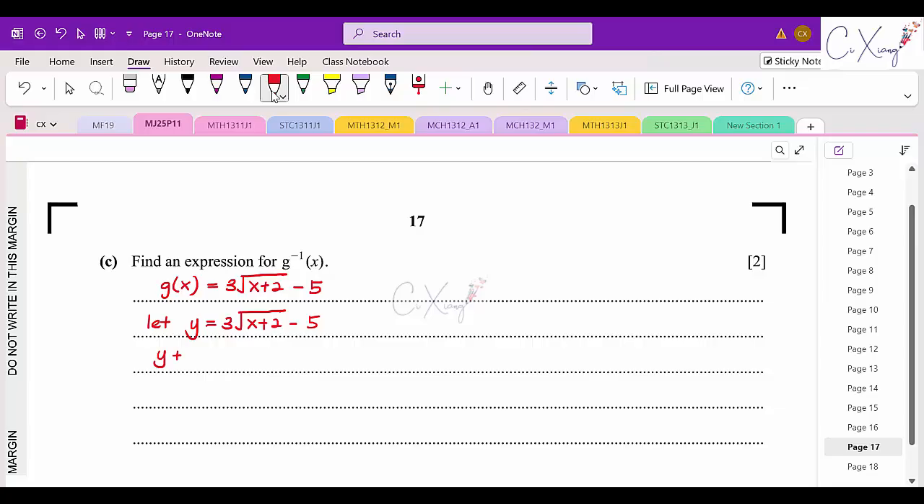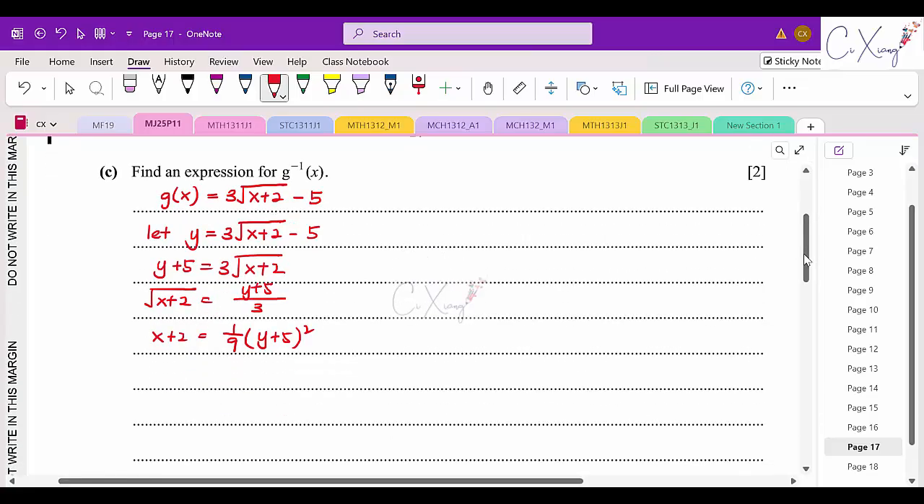So I have y plus 5 equals 3 times the square root of (x plus 2). Then I move the 3 over, so I have (y plus 5) divided by 3. Then I square it. I'll have 1 over 9, since 3 squared is 9, right? So (y plus 5) squared. Eventually, I minus the 2. So minus 2, I will have 1 over 9 times (y plus 5) squared, minus 2.